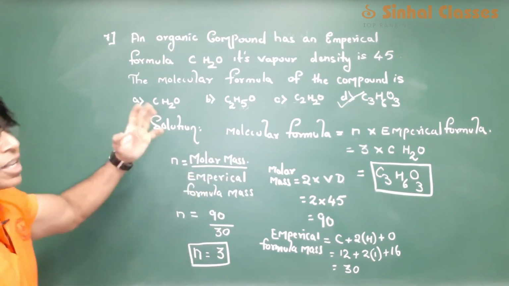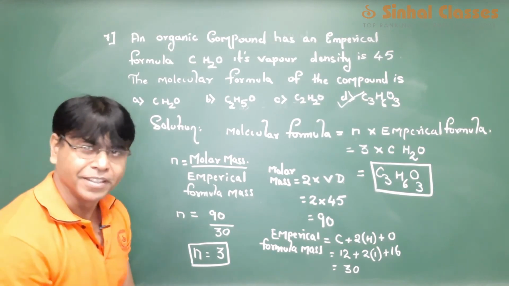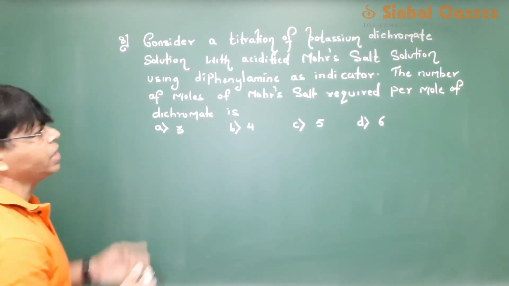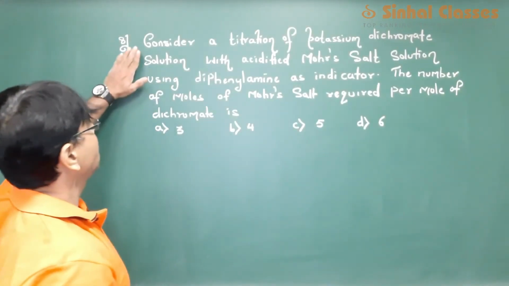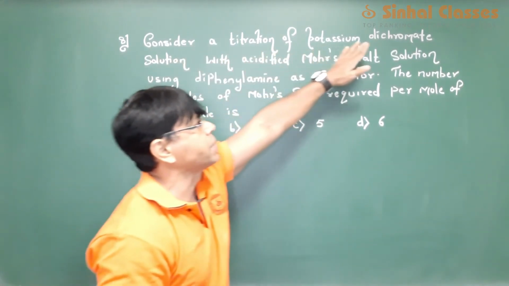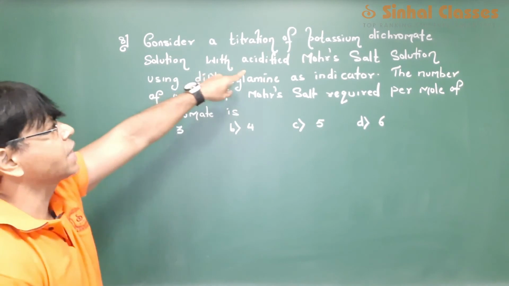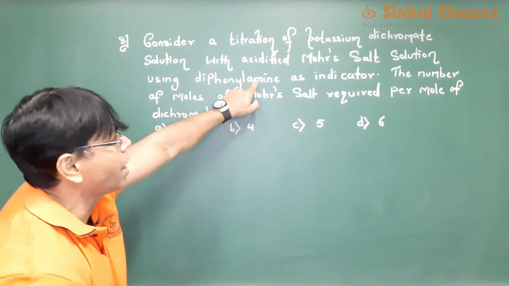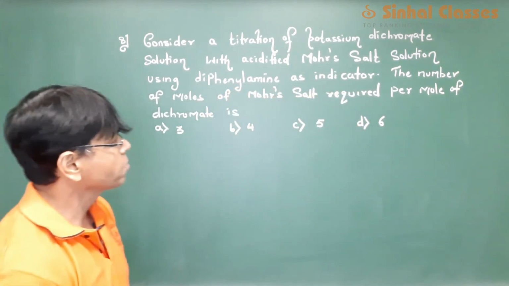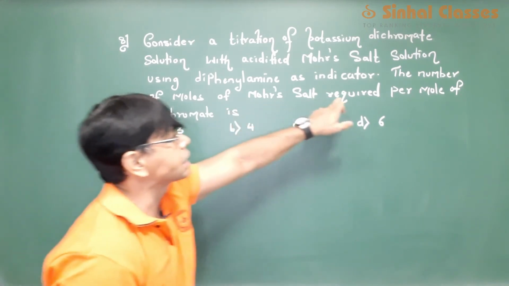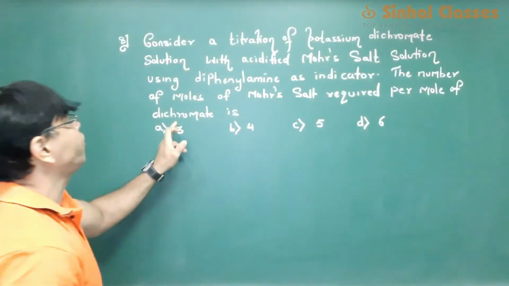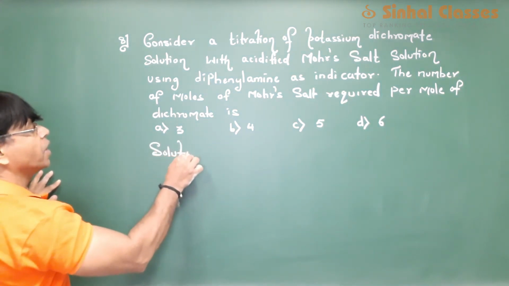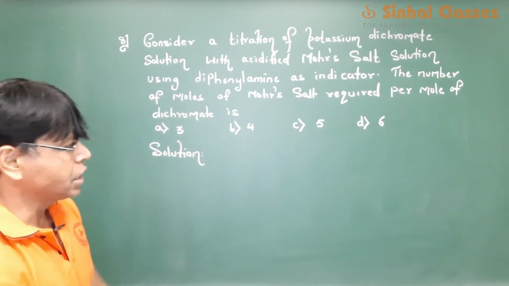Now we go for the last question based on this topic, that is some basic concept in chemistry. So let's see a very interesting question now. Consider a titration of potassium dichromate solution with acidified Mohs salt using diphenylamine as indicator. The number of moles of Mohs salt required per mole of dichromate is. This is a redox titration, a question of redox titration. Now how will you solve this question?